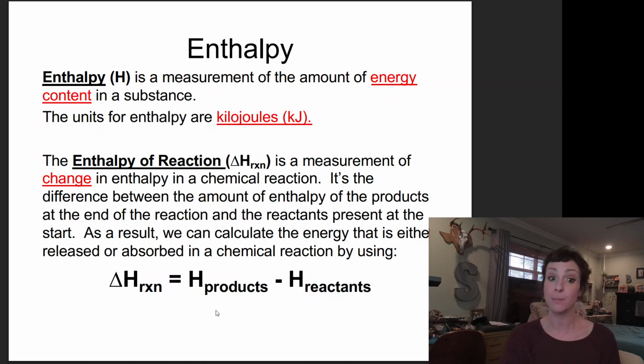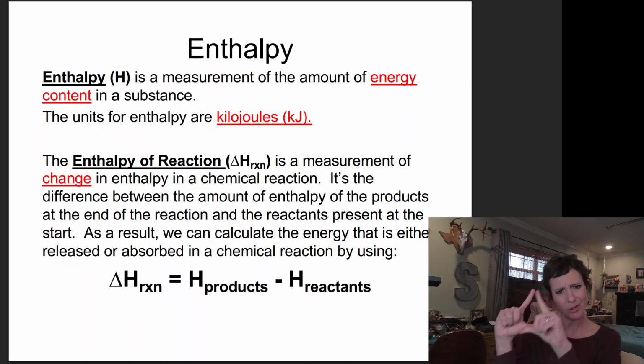Okay. Now I can expand this concept on enthalpy to this equation. I call this the Big Papa equation. If you get anything from this entire unit, I want you to know that the delta H of the reaction is equal to the H of the products minus the H of the reactants. Okay. That means that this is how you calculate something that is called the enthalpy of the reaction, or the delta H of the reaction. So the enthalpy of reaction is a measurement of the change in enthalpy in a chemical reaction. It's a measurement of how the energy content from my reactants to my products changes throughout that reaction, okay?